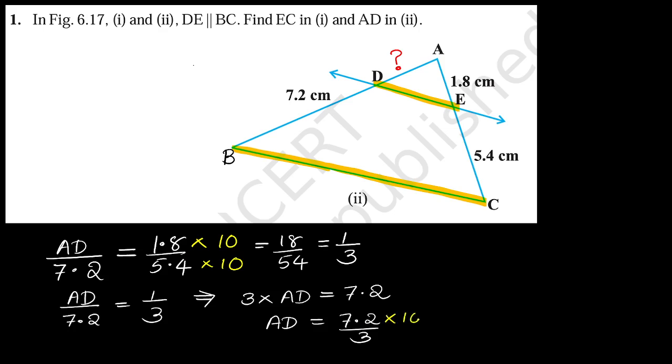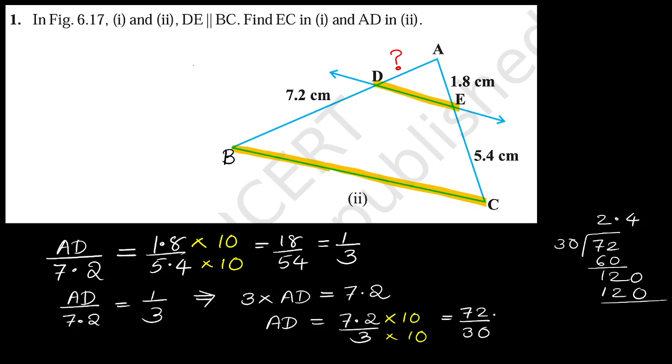If you are not comfortable with the decimal, you may remove it. 72 by 30. You can do the actual division. Understood? You must do the actual division. AD equal to, AD is our question, 2.4 centimeter. All of you please write down. If you have written and are 100% clear, raise your hand.